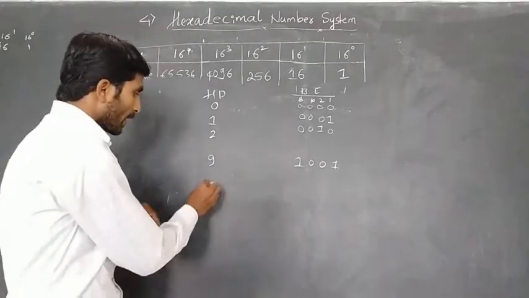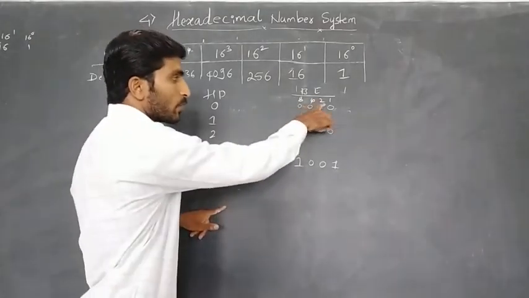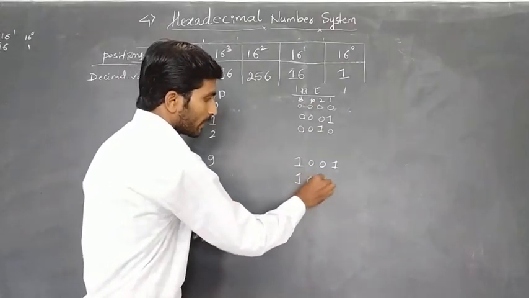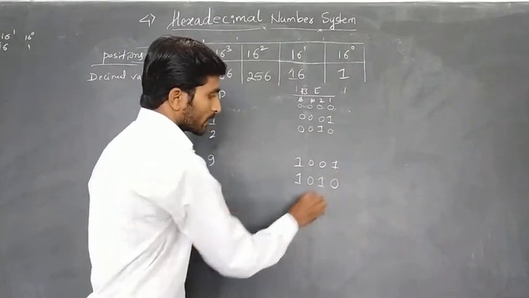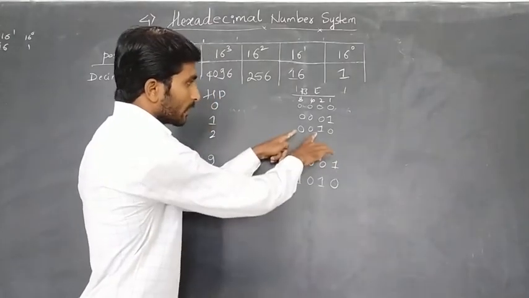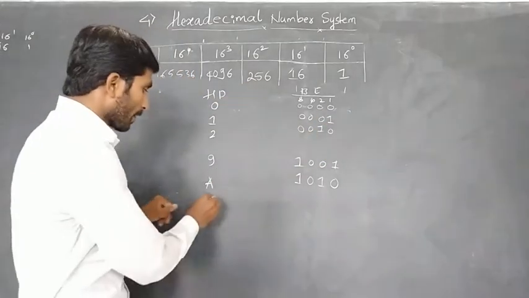Suppose A means 10, you know already. 8 plus 2 is 10. In the place of 8 you write 1, and also in the place of 2 you write 1, remaining 0. That means 8 plus 2 is 10, and 8 plus 1 is 9.